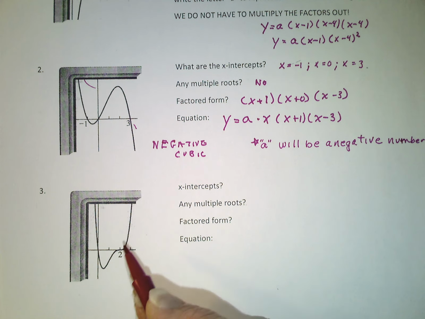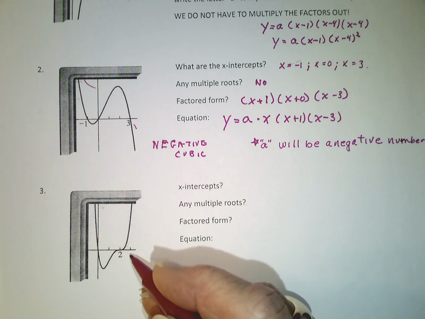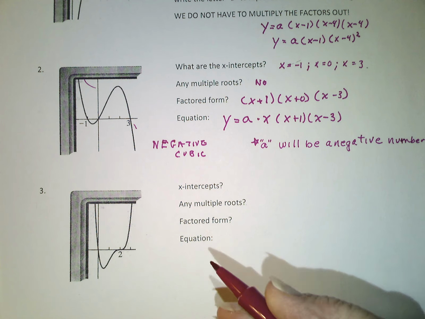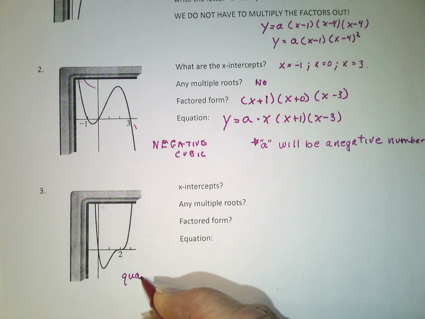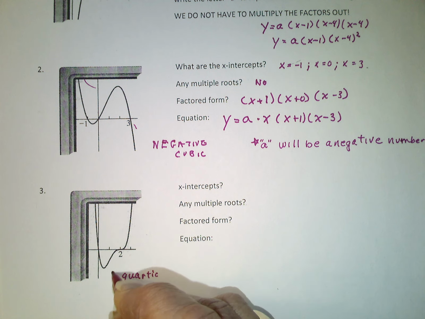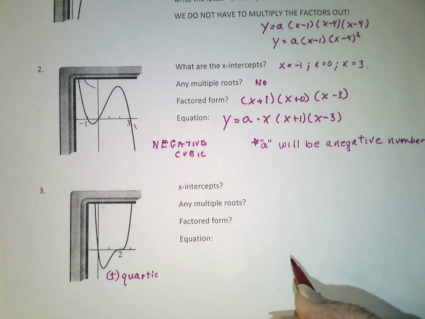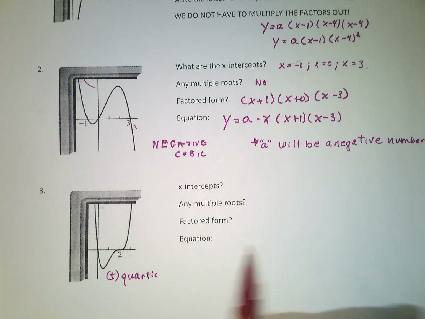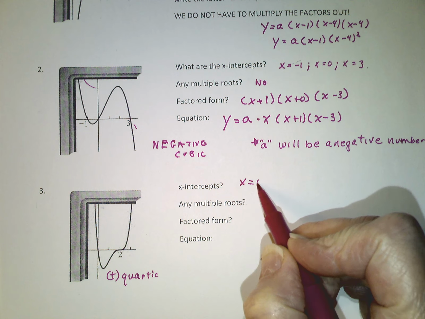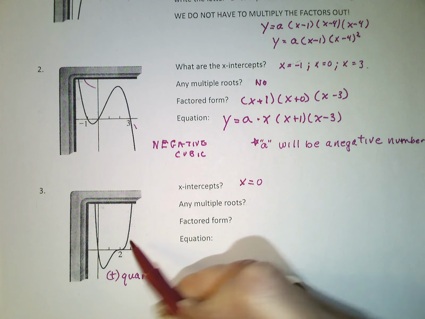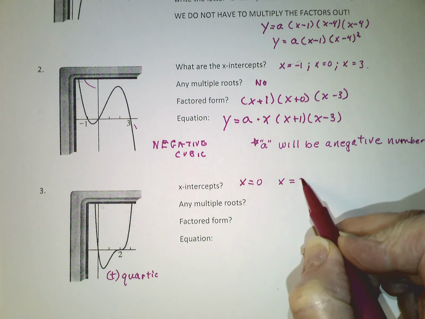What basic shape do you use? It's not perfect, but this is sort of the W. So this would be a quartic. And because it's opening upwards, this would be a positive quartic. X-intercepts. Well, crosses the graph at 0. And then it flattens and crosses at x equals 2.